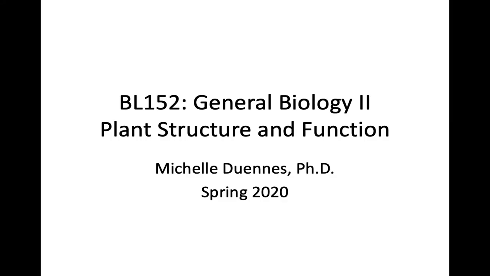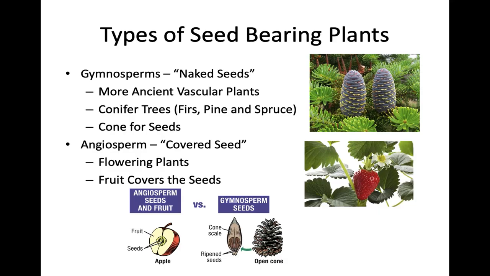Okay, let's get into a discussion of plant structure and function. So first, let's talk a little bit about the two types of seed-bearing plants that you can have. The first one we're going to talk about are gymnosperms. They're called naked seeds. These are plants that produce seeds that are not covered by any fruit, and they don't produce flowers. So this includes conifers, pines, fir, and hemlock.